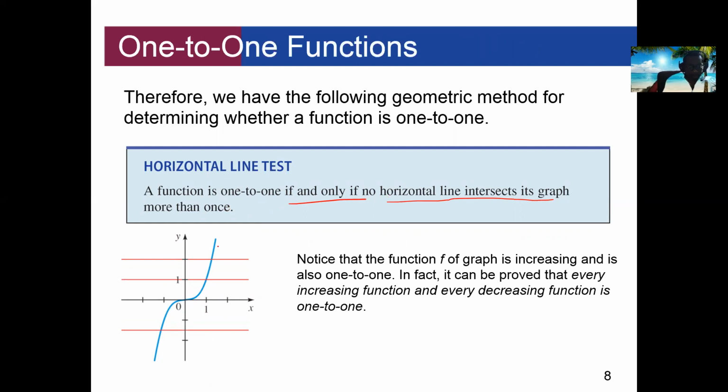Looking at this graph, which is y equals x cubed, this is an increasing function, and it is a function because it passes the vertical line test. It also passes the horizontal line test. So it is a function which is one-to-one, and it's increasing. Every increasing function is also one-to-one, and every decreasing function is also one-to-one.